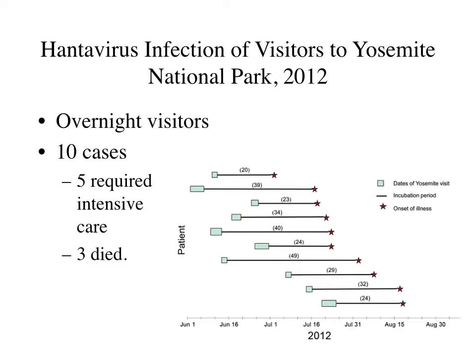The timeline you can see here shows when people visited Yosemite, and the star at the end of the line indicates when they had onset of illness. And remember that the incubation period can be quite extended with these viruses. But they had 10 cases, 5 of which required intensive care, and 3 of which, or 30% of the cases, died.